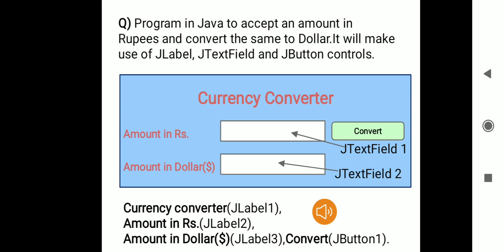Now whatever Indian amount we supply into the text field named JTextField1 will be divided by the currency rate, that is 66.54, to be converted into the American dollar. And once the Indian rupees gets divided by the currency rate 66.54, we get the amount in American dollar, which will be displayed in the text field corresponding to amount in dollar, that is JTextField2. And this whole conversion takes place only on clicking the button with the text convert, that is JButton1.